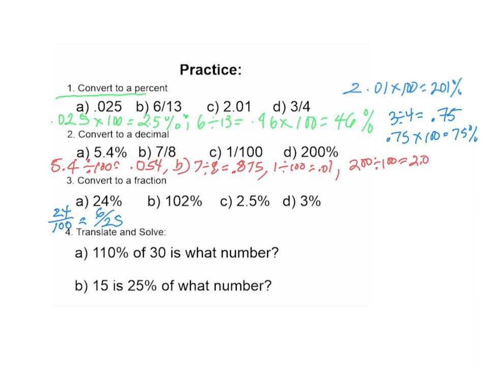24 over 100. B says 102%. Again, it's 102 divided by 100.